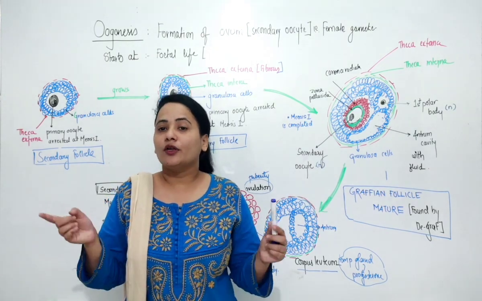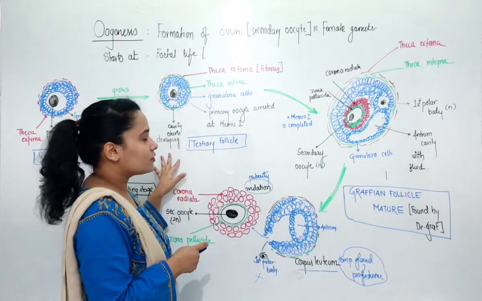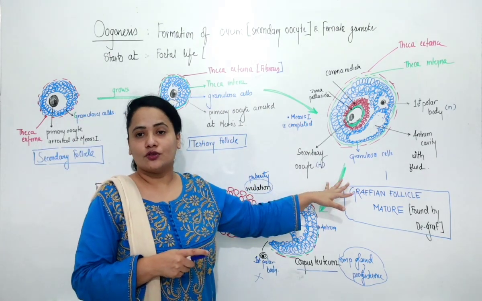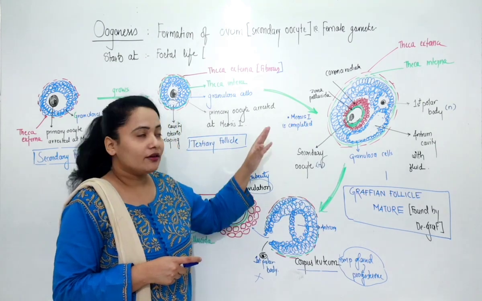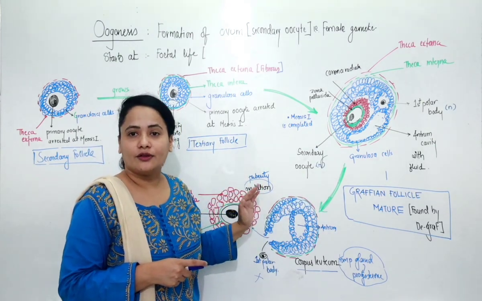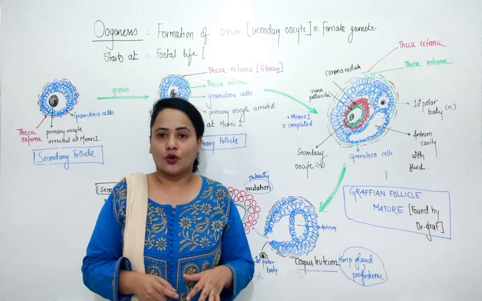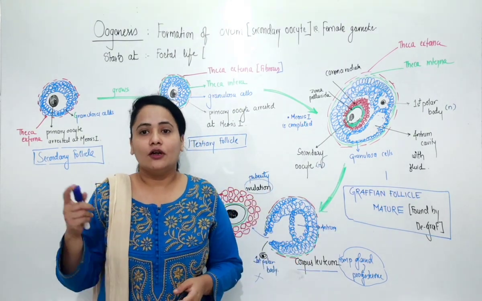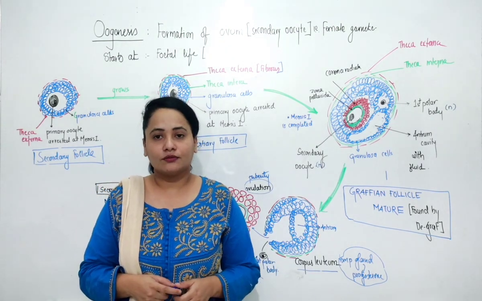Now this primary follicle keeps on growing into a secondary follicle, then it forms this tertiary follicle. You can see the differences. It matures into the Graafian follicle, and at the Graafian follicle the secondary oocyte is formed and released. So this is basically the process called oogenesis, that starts from the fetal life to the puberty, and it continues till the menopause.